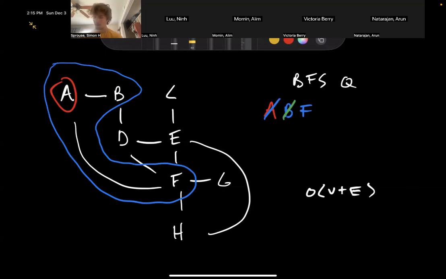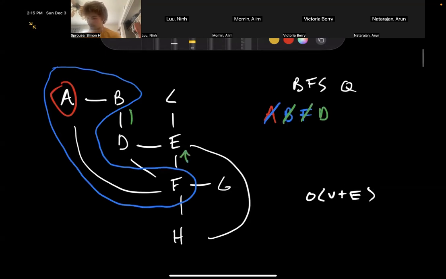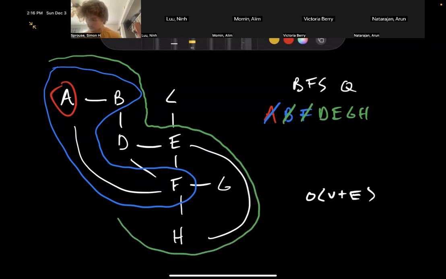Looking at B, B has one child, and that's D. So let's add that. I think that's the only thing that B points to. Then let's pop F. F can see D, but it can also see E, G, and H. So add E, G, and H to the queue. And as you can see, we have just drawn the next concentric circle. For our last concentric circle, we're going to pop D, and D has no children, so that's fine. Then we're going to pop E, and E has one child, which is C.